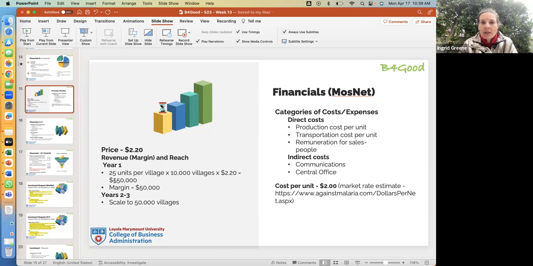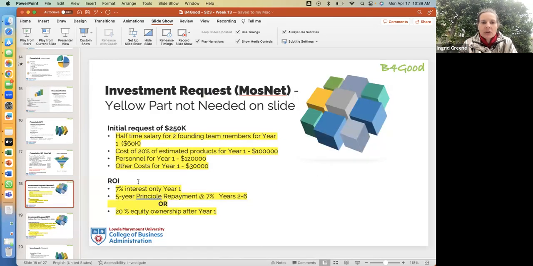And the investors are hoping then to get money back, right? They're going to hopefully give you that $250,000, but what are they going to get in return? So you're proposing to them that they get 7% interest on year 1. So they get their money back plus 7%. There's a 5-year principal repayment. So that means you're going to pay them back within 5 years at the 7%.